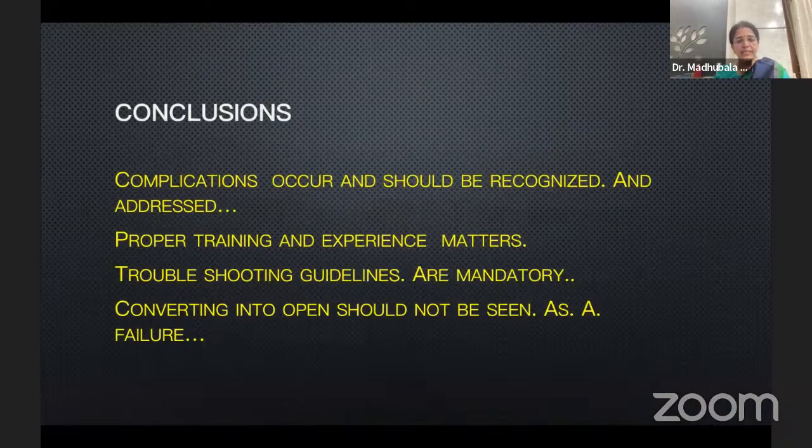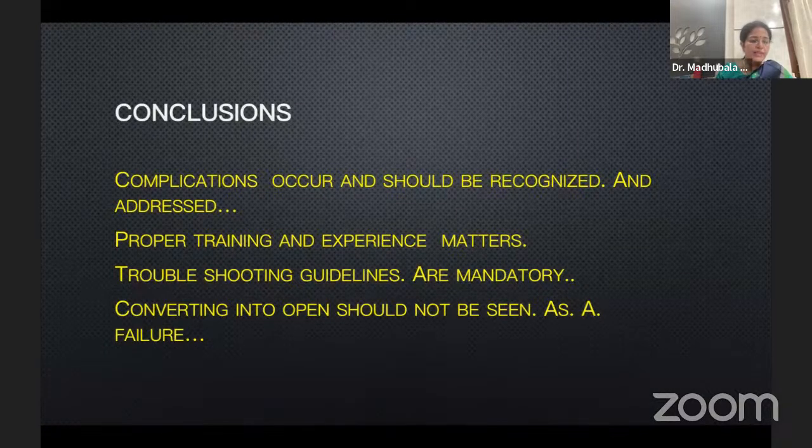So, conclusions. Complications occur even in the best of hands and should be recognized and addressed immediately. Proper training and experience always matter. Troubleshooting guidelines are mandatory in each and every setup. Converting to open should not be seen as a failure. No single technique or instrument has been proved to eliminate laparoscopic entry associated injury. We should have proper evaluation of women supported by surgical skills and good knowledge of the technology and instrumentation, which will be the keystone to safe access and prevention of complications.